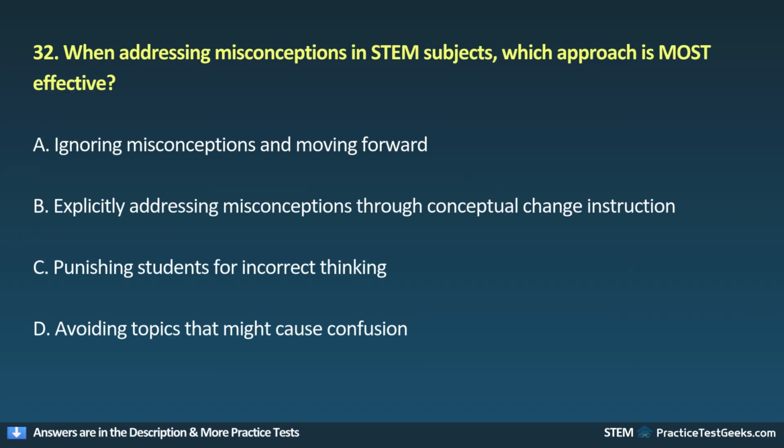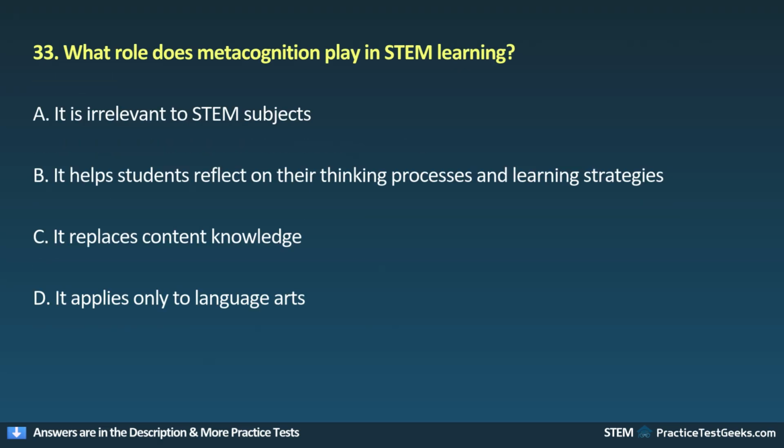32. When addressing misconceptions in STEM subjects, which approach is most effective? A. Ignoring misconceptions and moving forward. B. Explicitly addressing misconceptions through conceptual change instruction. C. Punishing students for incorrect thinking. D. Avoiding topics that might cause confusion. 33. What role does metacognition play in STEM learning? A. It is irrelevant to STEM subjects. B. It helps students reflect on their thinking processes and learning strategies. C. It replaces content knowledge. D. It applies only to language arts.